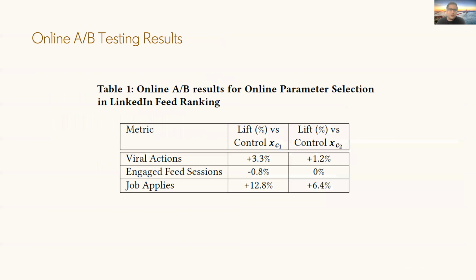We look at the results here. This is on the feed experiment, on the feed product that we did. As you can see, there are two control models. And the goal was, if we reduce the feed sessions by, let's say, 1%, how much can we gain on the viral actions or job applies? As you can see, in the first case, we are able to improve the viral actions by 3.3% by having a loss of 0.8% feed sessions. And in the other case, we really don't lose a lot, but we get viral actions 1.2% higher. And the job applications are also higher in both cases.